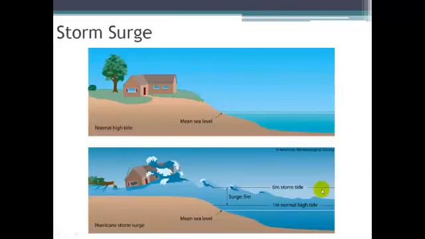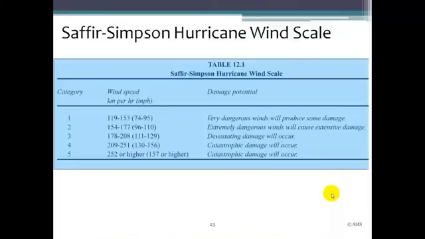So the storm surge comes in and it just wipes out everything that it comes into contact with. And then when that water pulls back, it rushes out to sea. There's a strong current that just pulls everything back out to sea. So you can read more about this in the textbook, but this is devastating to areas along the coast.